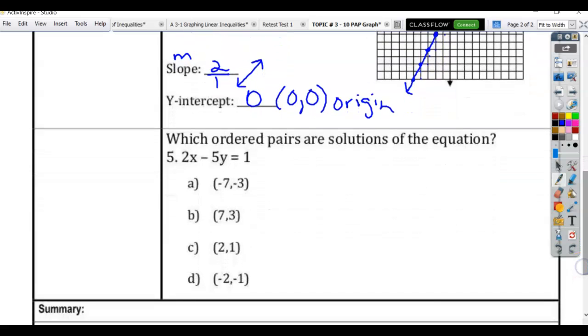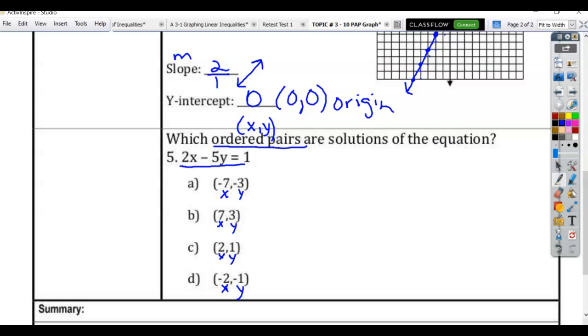Move down here. It says, which ordered pair? Ordered pair, remember, is just x, comma, y. And you can look at your answer choices. They're x's and y's. Here's an x, here's a y, here's an x, here's a y. And I want to know which one of these satisfies or is a solution to that right there. So all I'm going to do is plug it in and check.